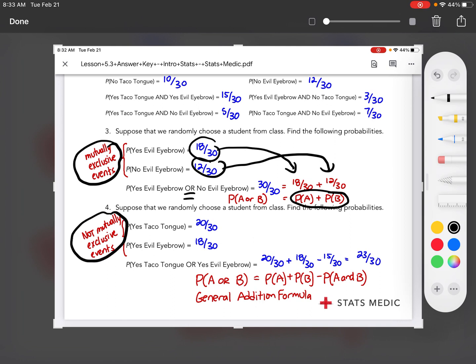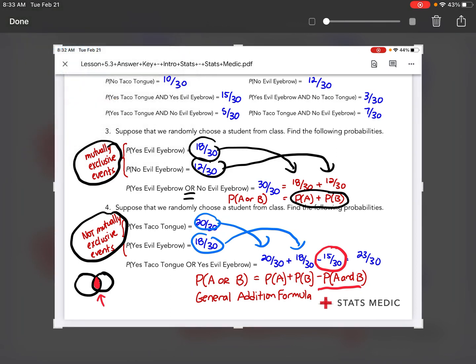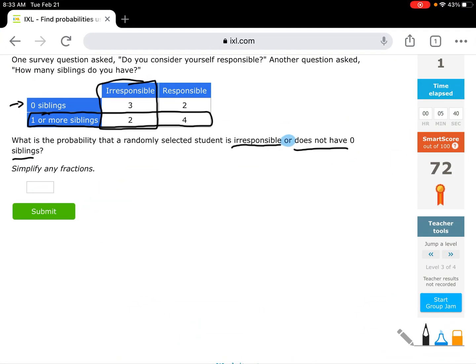Now, when they're not mutually exclusive, that just means that you have two events and there is some intersection right in the middle, right? A Venn diagram, there's stuff in the middle. So when they're not mutually exclusive, what you're going to do is add the total events here, but then subtract this middle part where they happen at the same time, which is the probability of A and B. So this is the formula that we're going to use, adding up both probabilities and then subtracting where they intersect. Okay, so let's look at the OR.